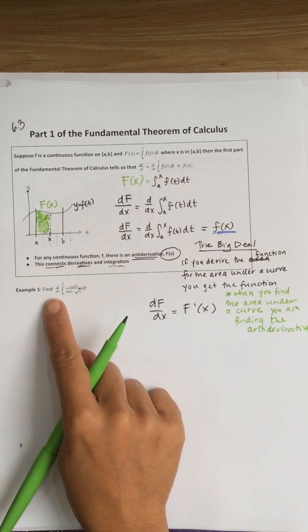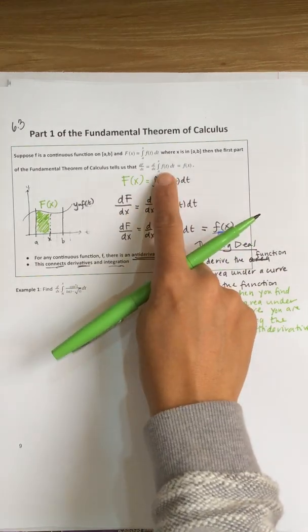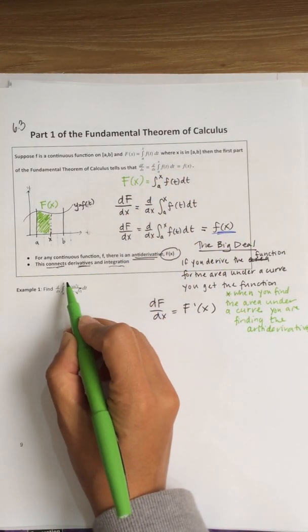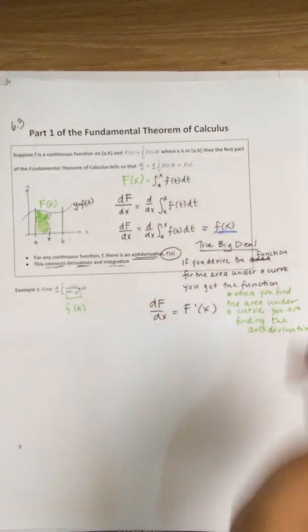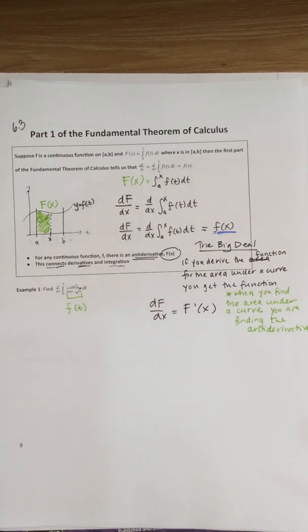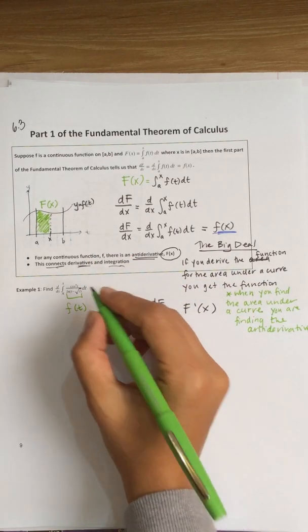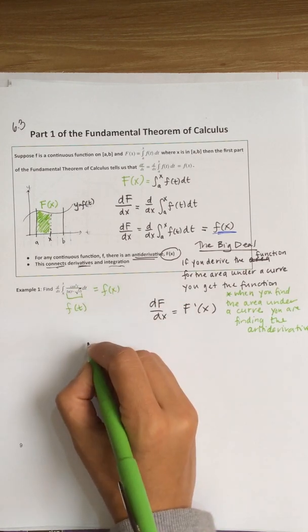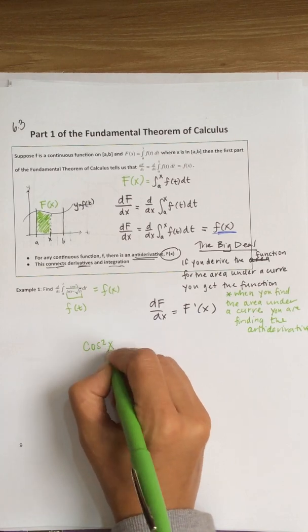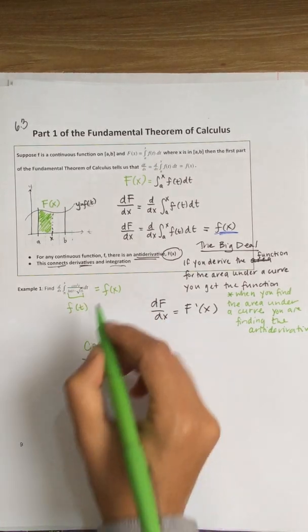Let's try this example. It's telling us to find the derivative of an integral. Okay, so if I look up here, here's my a to x, right? And then all of this is just some f of t, and there's dt. So if I'm taking the derivative of an integral, the answer is just the original function. So all I have to do is take this original function and plug in x. So the answer becomes cosine squared of x over ln of x minus delta x. That is the answer to this.